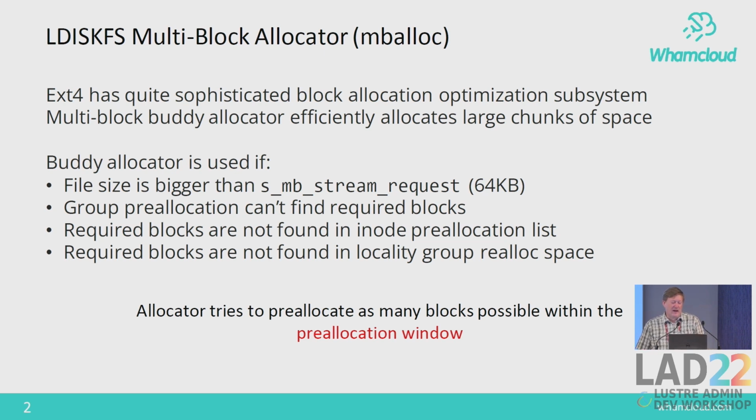So the multi-block allocator was developed at Cluster File Systems many years ago, and its goal is to efficiently allocate large chunks of disk, rather than the old allocator, which would allocate 1 block at a time. The multi-block allocator obviously allocates multiple blocks, and it's used for larger I/O sizes, and it works essentially by a multi-stage selection process.